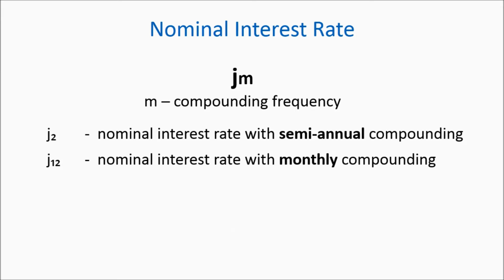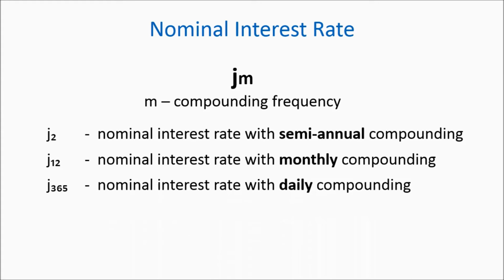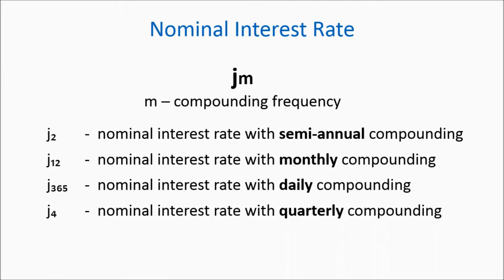J12 is the nominal interest rate compounded 12 times per year. It's called nominal interest rate with monthly compounding. J365, that's nominal interest rate compounded 365 times per year, or nominal interest rate with daily compounding. Sometimes you may also encounter J4, which is the nominal interest rate with quarterly compounding.